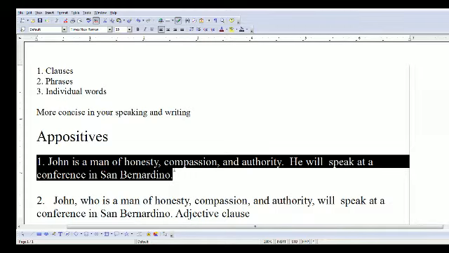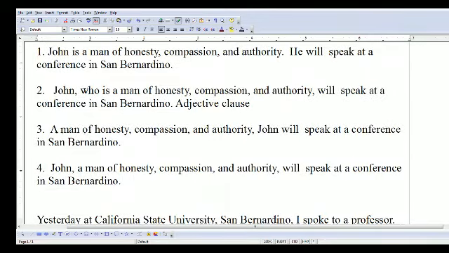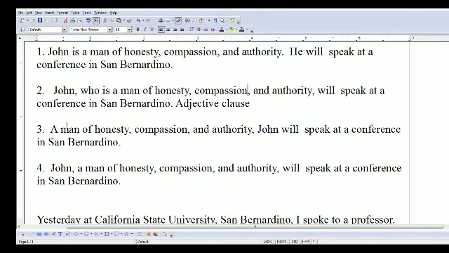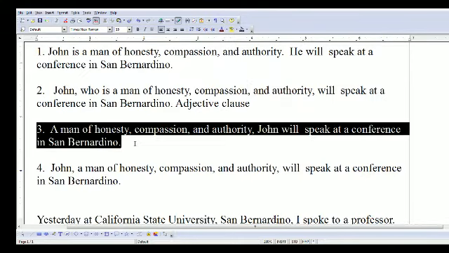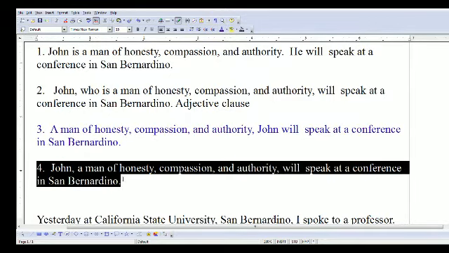You're not showing you know how to combine sentences, right? This one is a little better because you're saying, who is a man of compassion, honesty, and authority here. So the adjective clause is a little more advanced, but it's the last two that get you the most points. This is what I'm saying. So I encourage you, if possible, in your speaking and writing, instead of using adjective clauses or simple separate sentences, to practice getting comfortable with appositives like you see in this video.